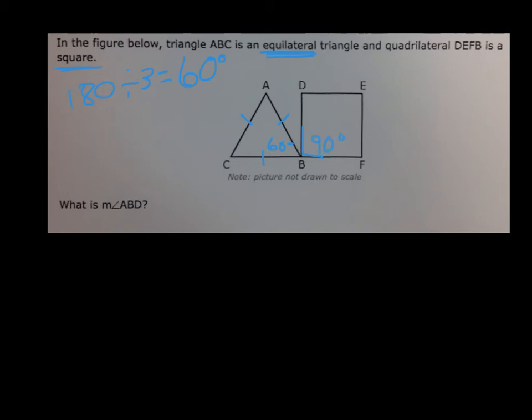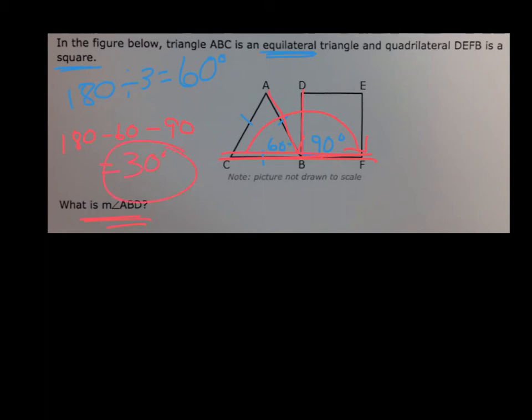Now, I actually didn't read to you guys what we were supposed to find. The question is saying, what is the measure of angle ABD? So ABD is right here in the middle of them. Notice those 3 angles form a straight line. And a straight line always adds up to 180 degrees. So I'm just going to again start with 180, subtract 60, and subtract 90. And when I do that, I am going to get 30 degrees, and that is my answer.